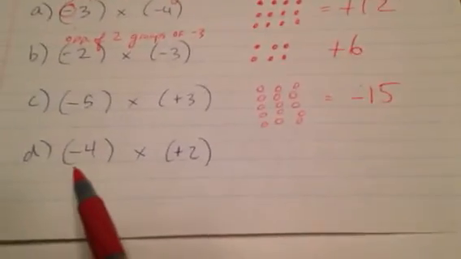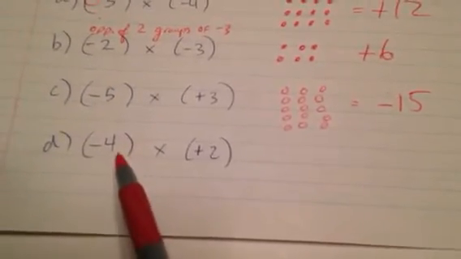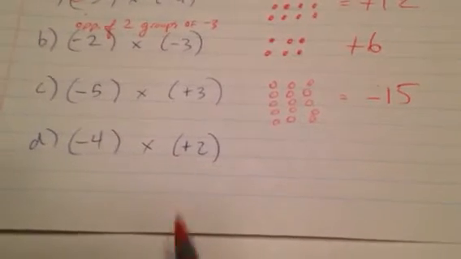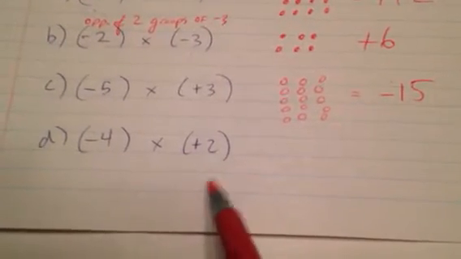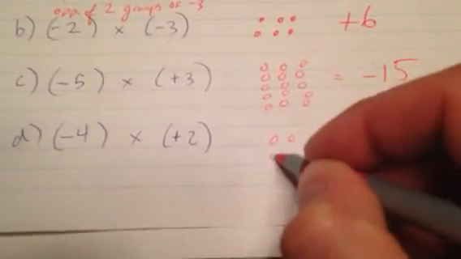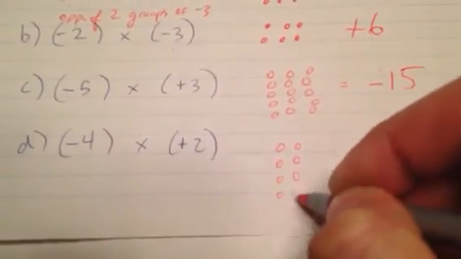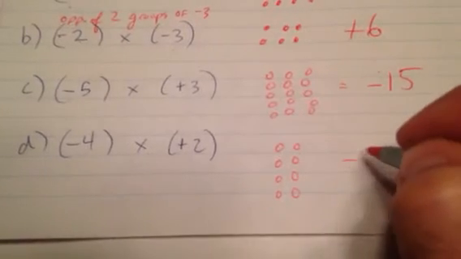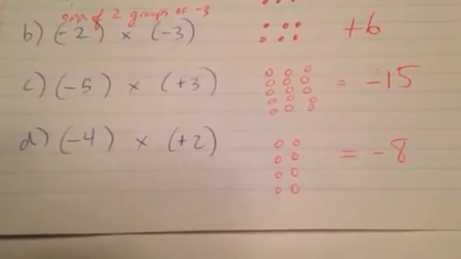And finally, this is the opposite of 4 groups of positive 2. Well, the opposite of that is 4 groups of negative 2. 1, 2, 1, 2, 1, 2, 1, 2. There's 4 groups of negative 2. That looks like negative 8 to me.